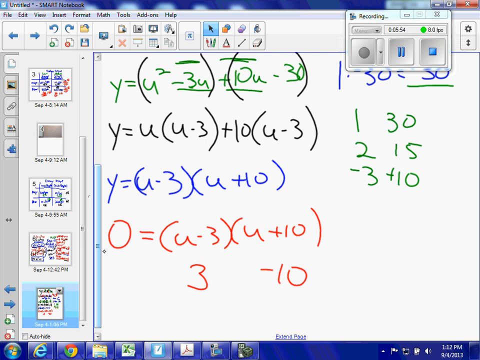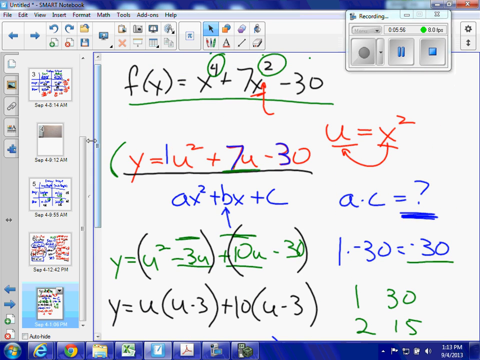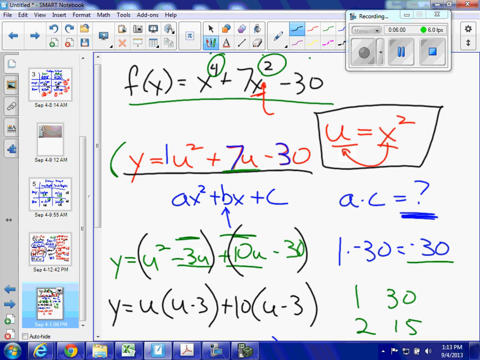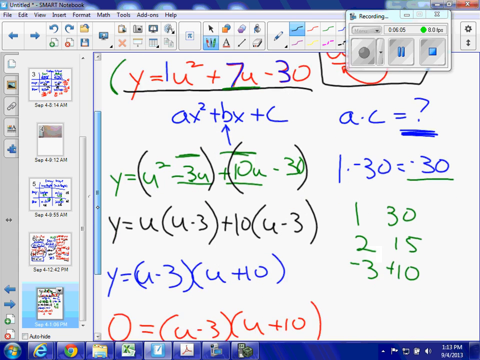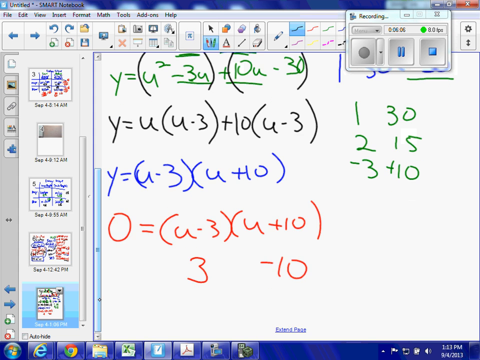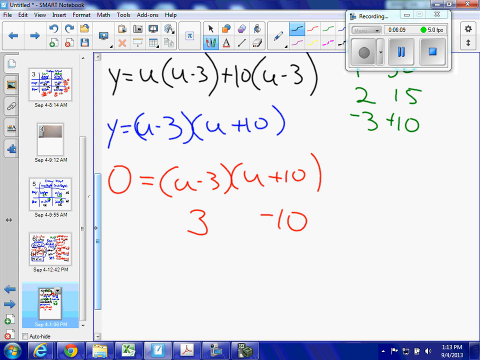But remember, way back up here, u is equal to x squared. And I'm trying to solve for x. I'm not solving for u, I'm solving for x. So I need to go back and put it into u. Well, if u is equal to x squared, that means x squared is equal to 3, or x squared is equal to negative 10.